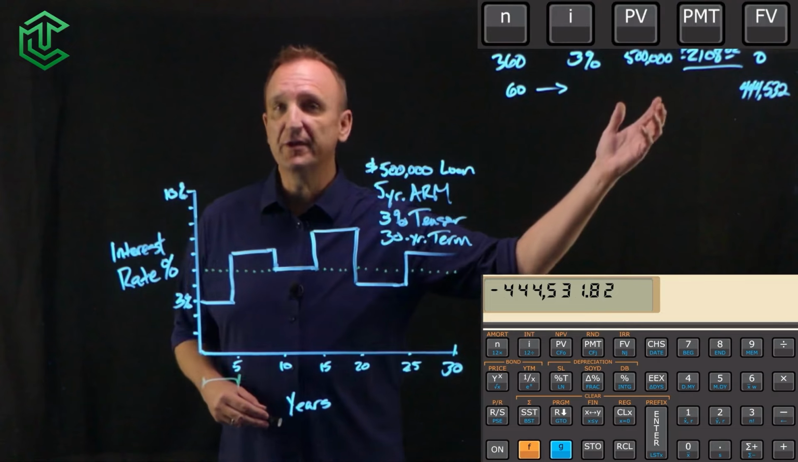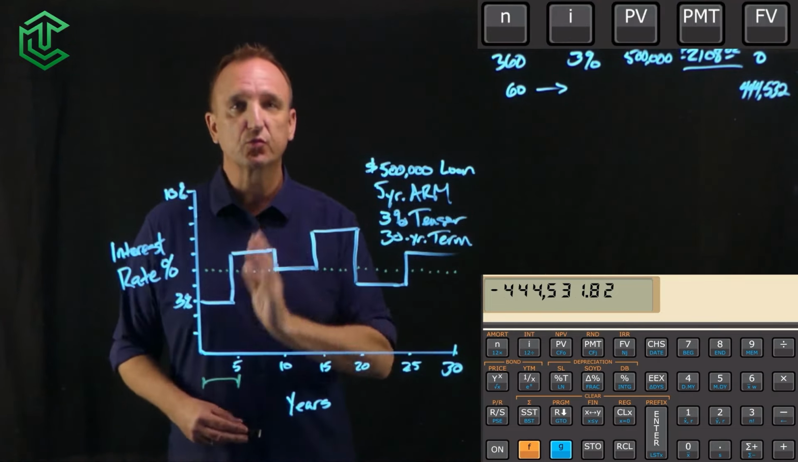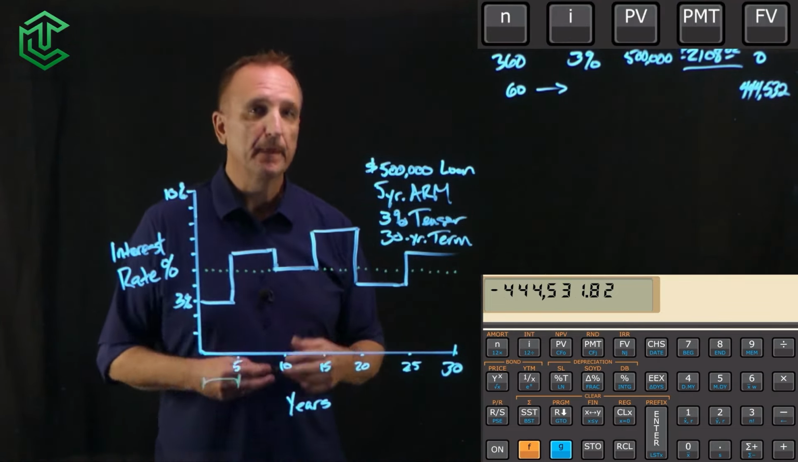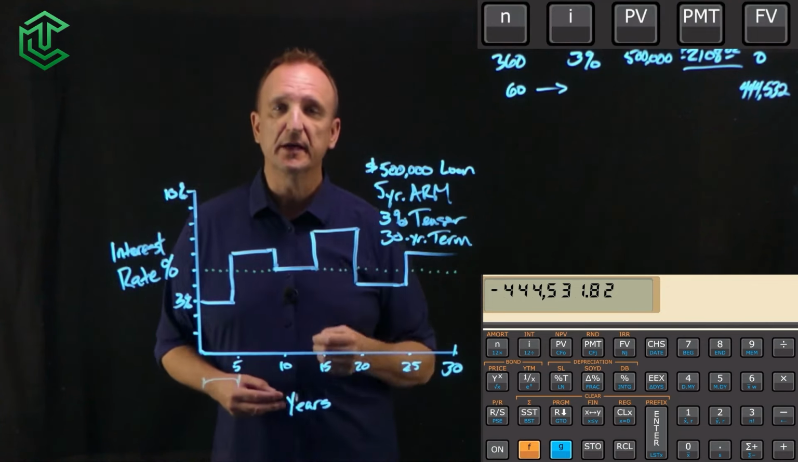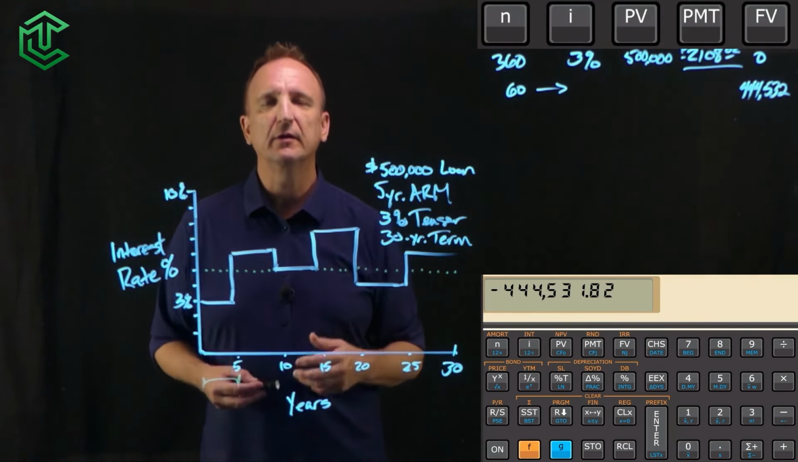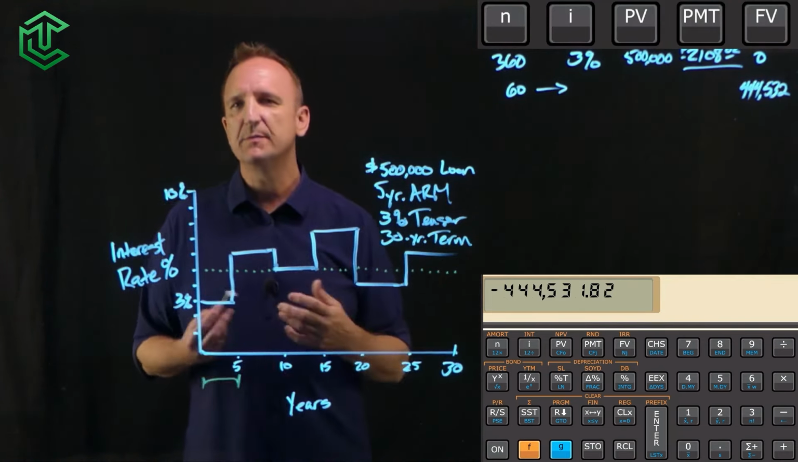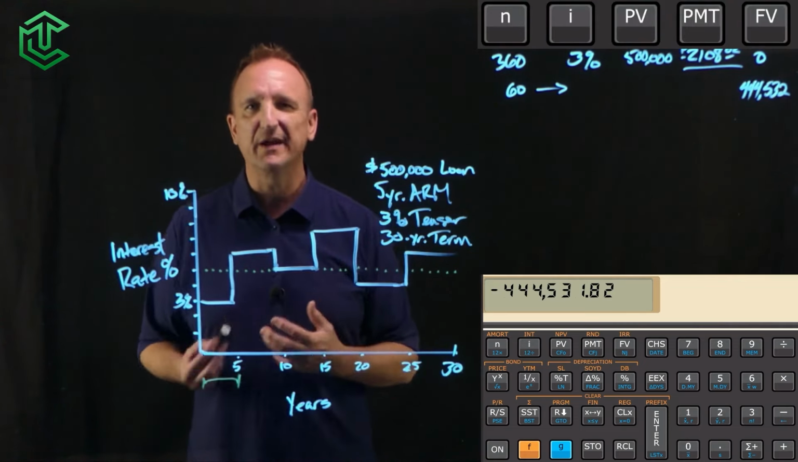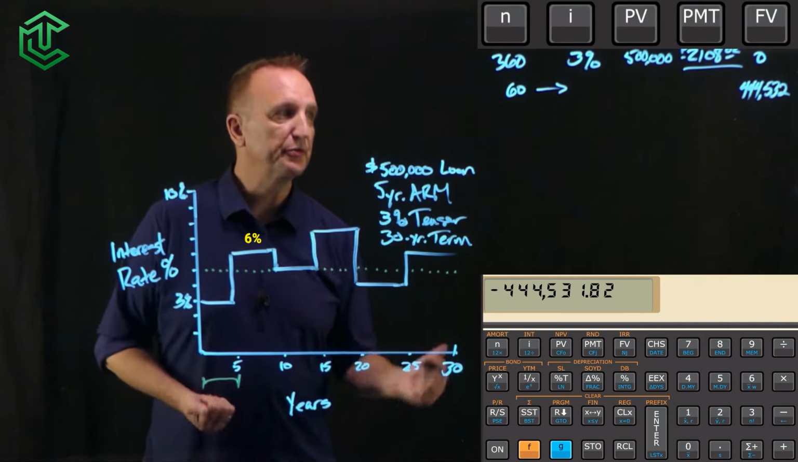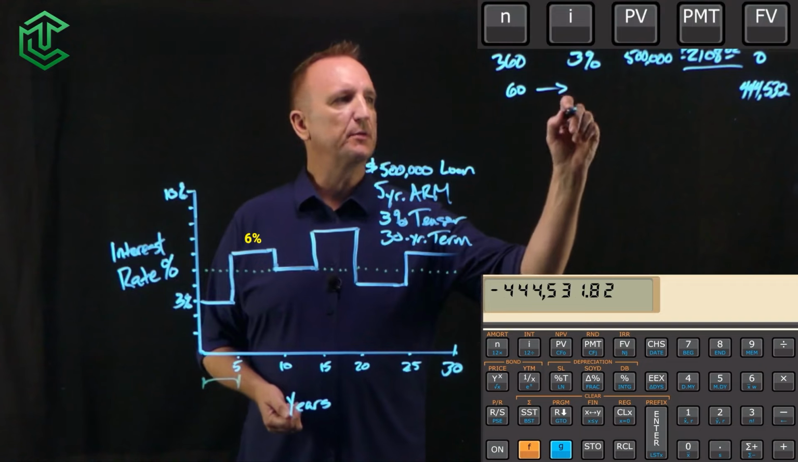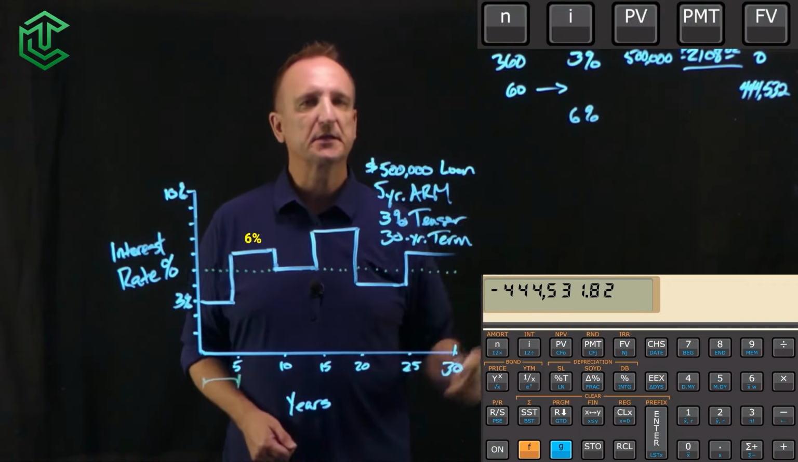So at the end of 5 years, the interest rate is going to reset, at which point the lender will take the index plus the margin and calculate the new interest rate, and typically they'll round it to the nearest 1/8%. Let's assume that the new first adjustment rate is now 6%.